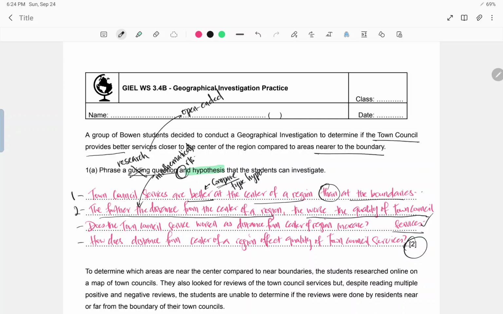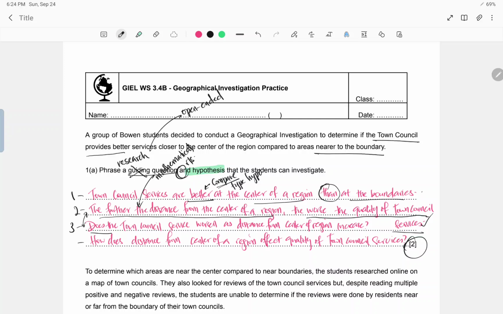Okay, so let's take a look at this third response, which some of you wrote down, which admittedly is wrong. So let's try to find out why it is wrong. Take a look at this. It's trying to give me a research question. Does the town council quality of service worsen as the distance from center of region increases? Sounds good, right? Like it's a direct comparison to point number 2 here, right? You just phrase it as a question instead. However, not everybody is going to get the marks for this.